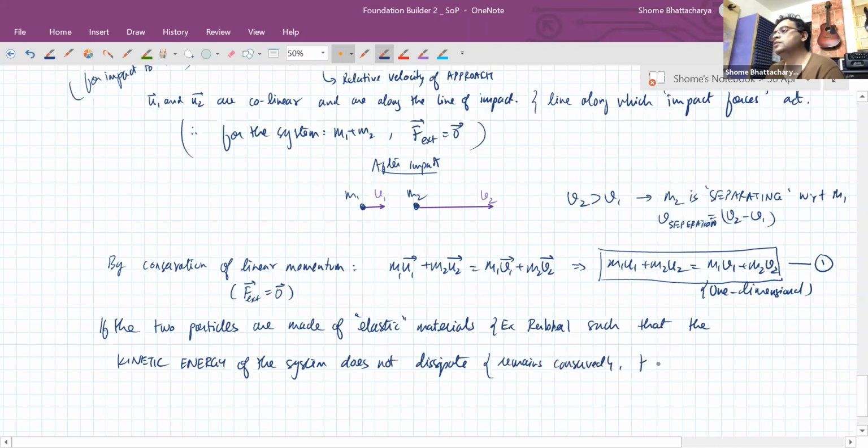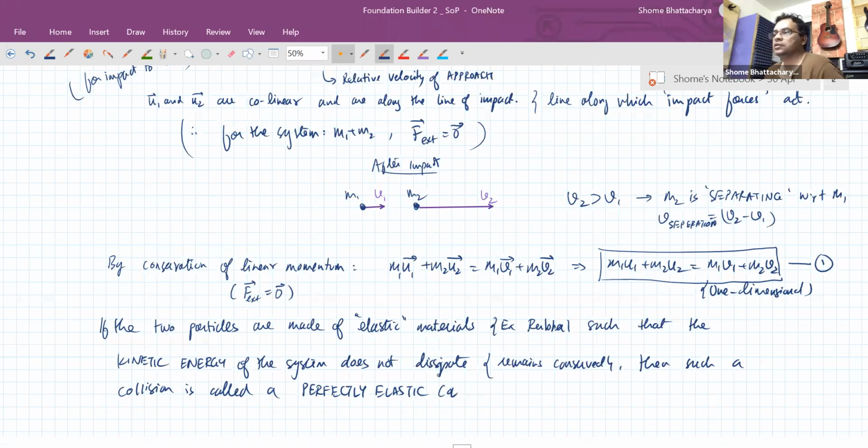Okay. Then such a collision is called, and this is an important definition, a perfectly elastic collision. So what is a perfectly elastic collision? It is where there is no loss of kinetic energy, because there's no dissipation of kinetic energy to any other form of energy.